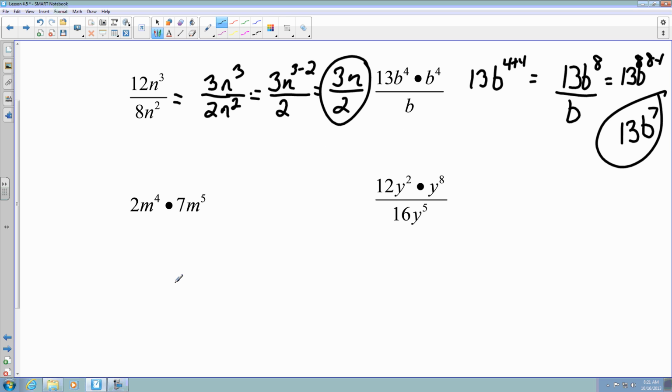Looking at this example, 2m to the 4th multiplied by 7m to the 5th, what I'm going to do now is multiply this 2 and this 7, which gets me 14. Then I look at these two, and they have the same base, so I'm going to say m to the 4 plus 5 power, which gives me 14m to the 9th power.